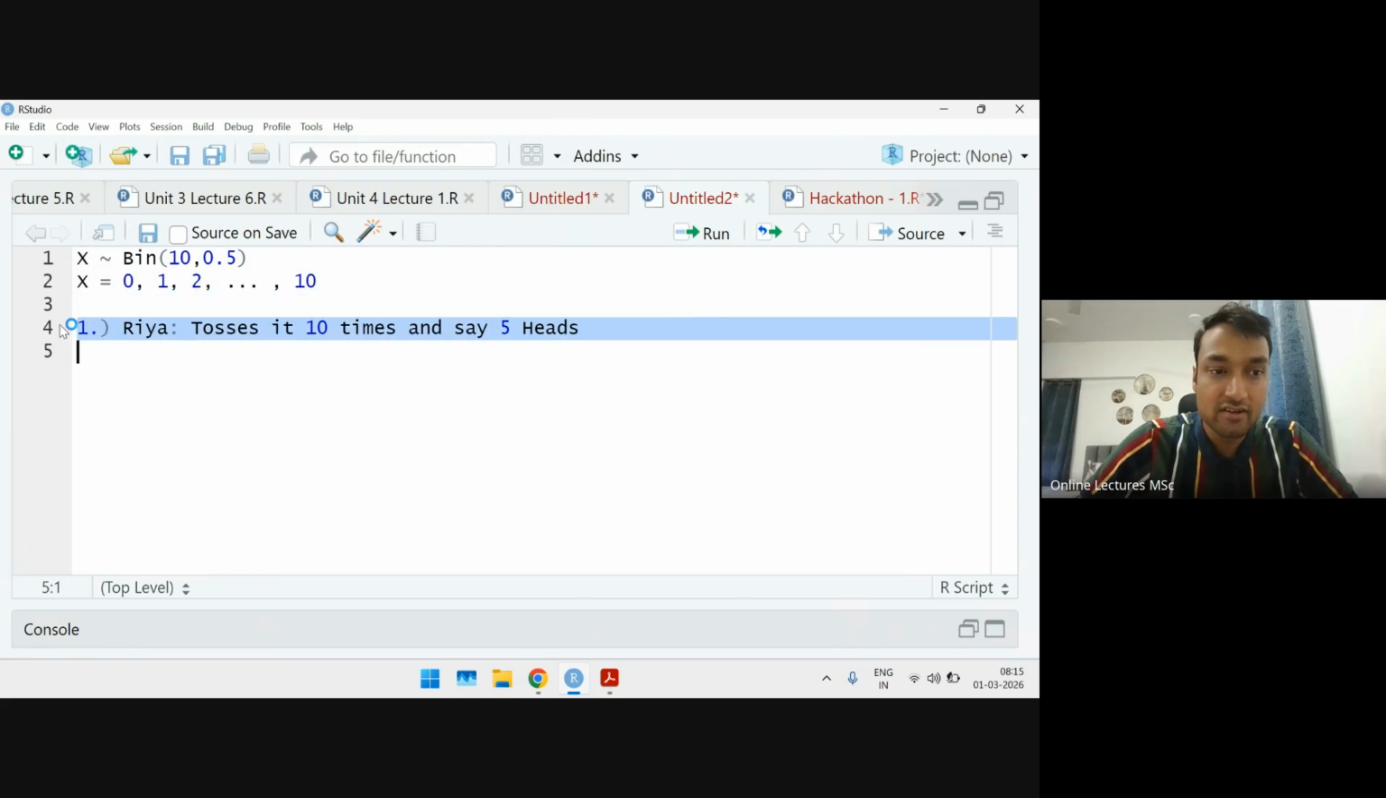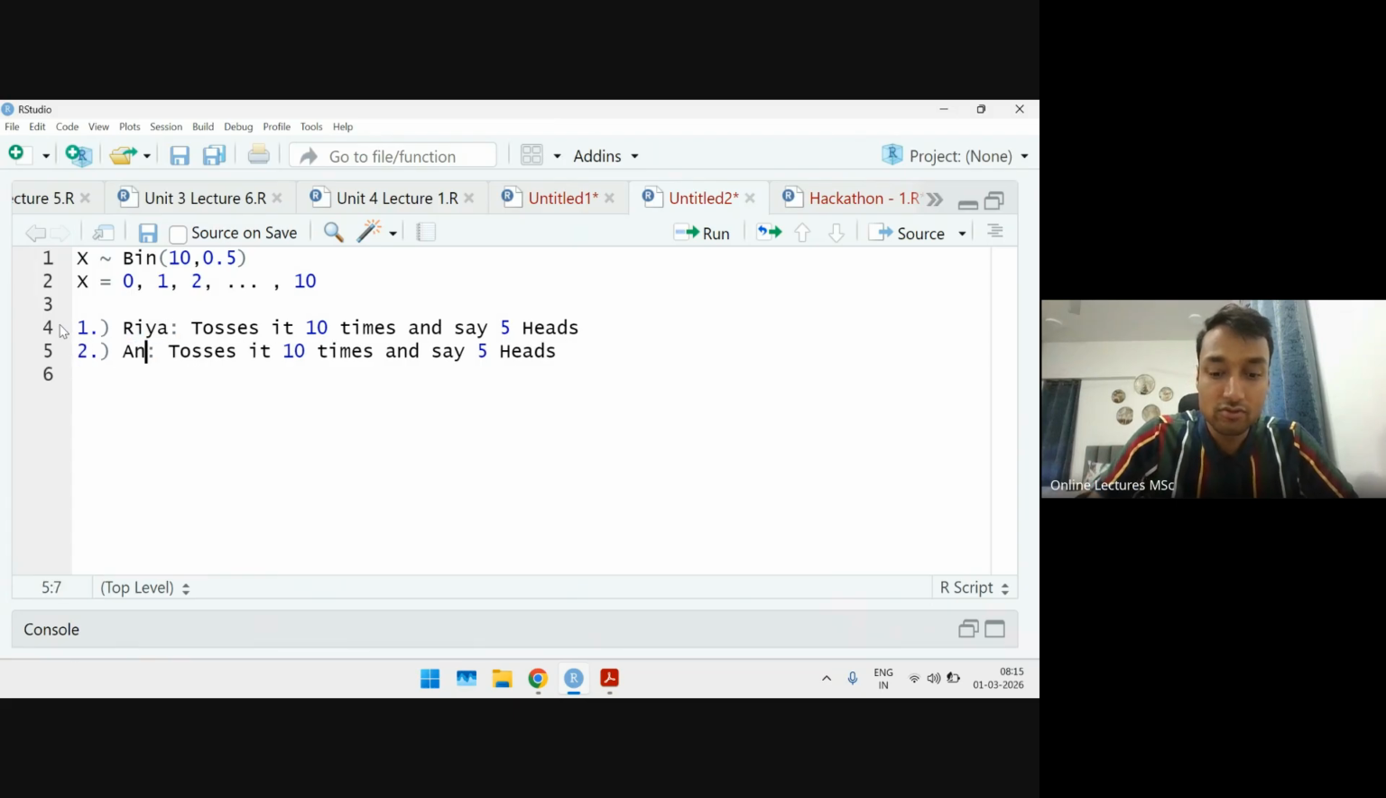Similarly, let's say I give the second experiment to Anushka. Even she will have to toss the coin 10 times, because that is what my entire experiment is about. I hope that makes sense. Yes, sir. And let's say she gets seven heads, for example. So this is nothing but my second experiment. So my sample information, what I have at hand, is 5 and 7. This is my empirical information coming out of the experiment.